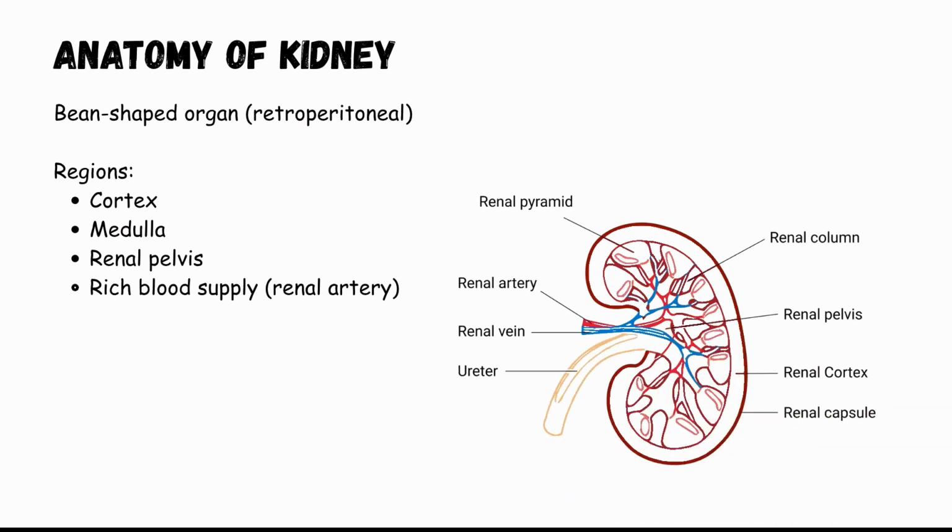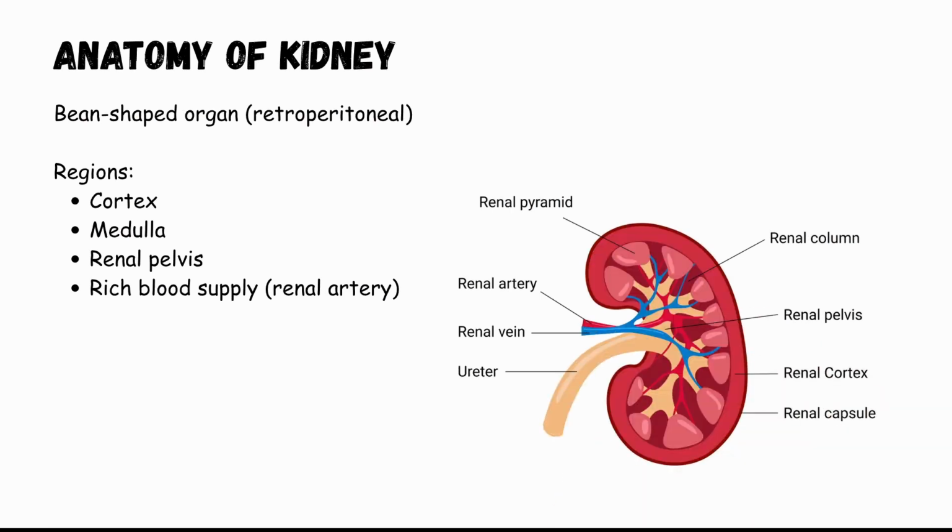Each kidney has three main regions: cortex, outer layer where filtration begins; medulla, contains renal pyramids; renal pelvis, collects urine before it moves to ureters. They receive a large blood supply through the renal artery, which is crucial for filtration.